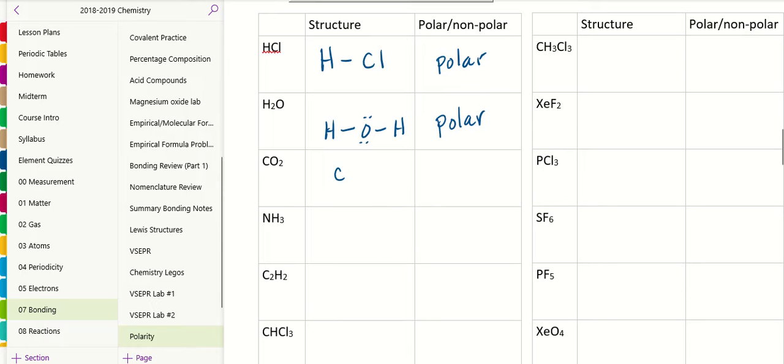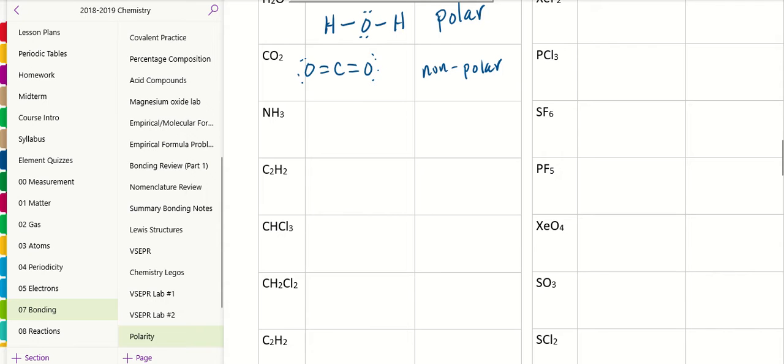CO2. C double bonded to O, C double bonded to O. What's the shape of this with VSEPR? Linear. Is it symmetrical? Yes. So is it polar or nonpolar? Nonpolar.